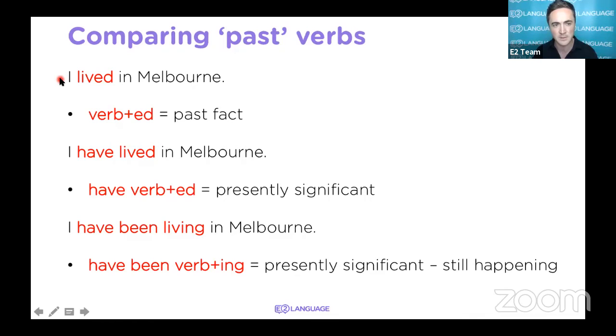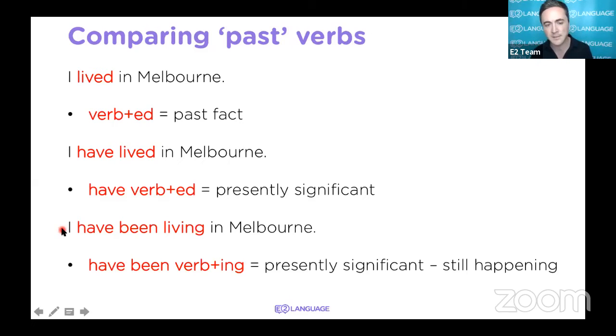Right? I lived in Melbourne. I lived in Melbourne in 1996. Past fact. What about if we put it side by side with I have lived in Melbourne? So it's presently significant. Maybe you're talking to a friend and your friend is thinking about moving to Melbourne. And you say, oh, I've lived in Melbourne. I have lived in Melbourne. You bring it into the present from the past, and you say, I lived in Melbourne in 1996. And then you talk about it as a fact.